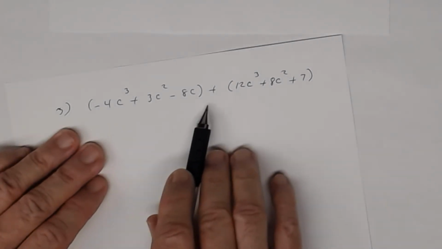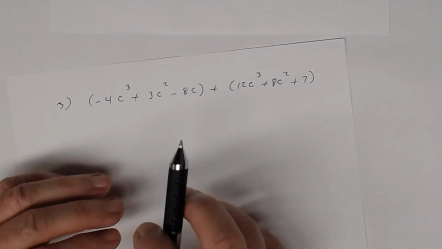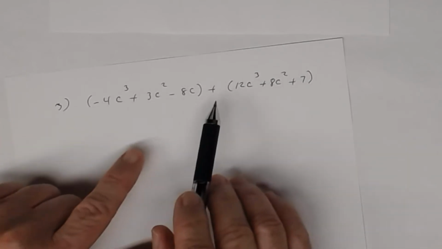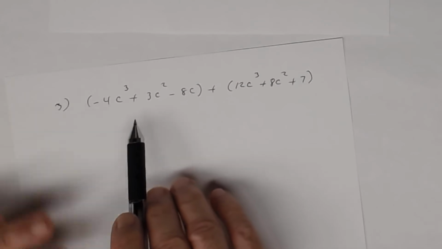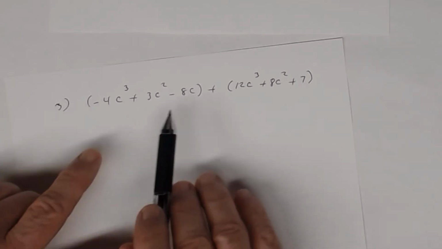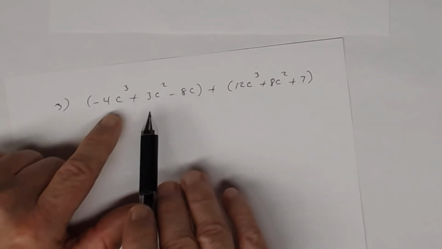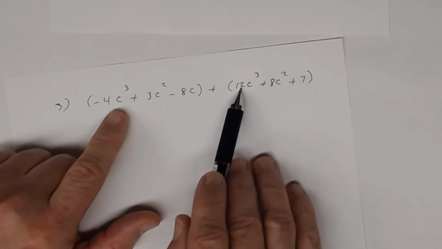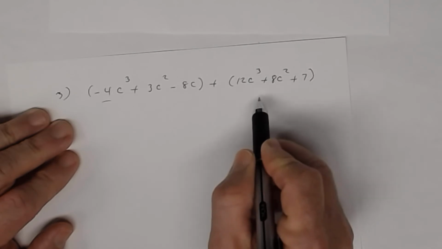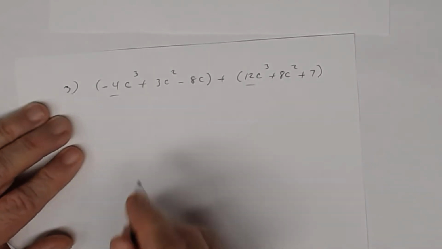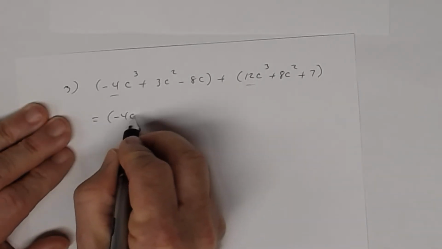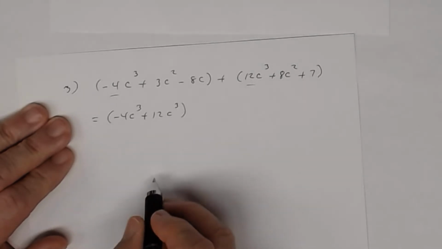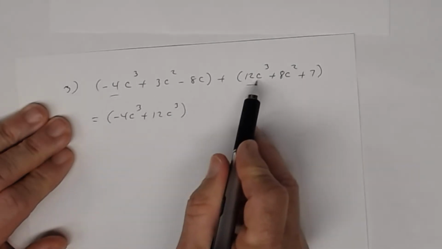so let's go ahead and put all of our like terms together. And we're going to put this in descending order. Remember, we talked about descending order in a previous lesson. So from largest exponent to smallest. So I have a c cubed here, I have a c cubed here, right? So those two right here are like terms. This and this are like terms. So I'm going to put them together. Negative 4c cubed plus 12c cubed. Okay? Negative 4c cubed plus 12c cubed.